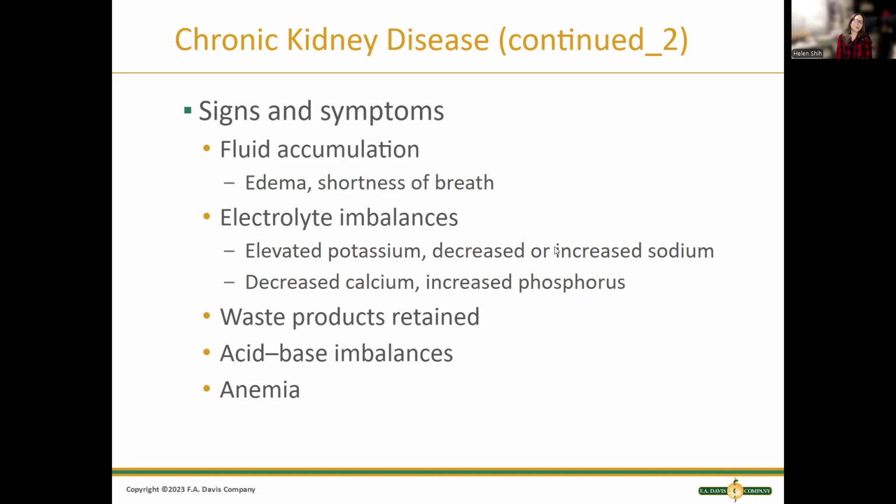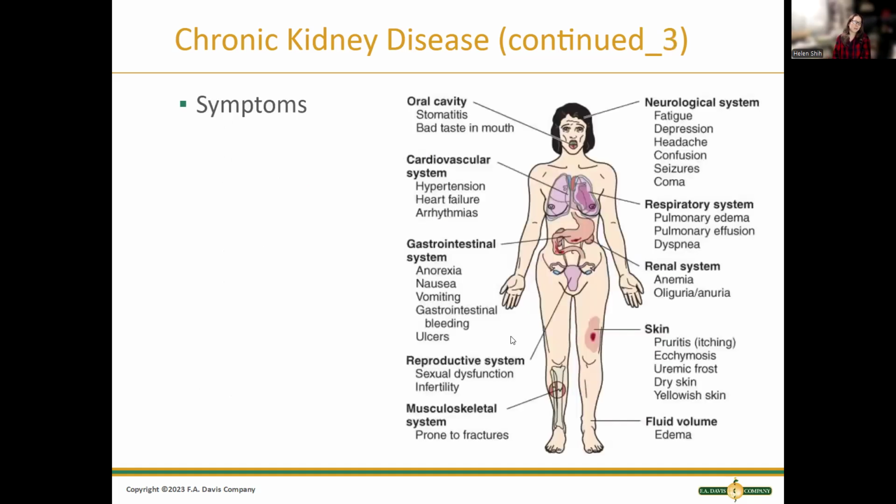So you're going to retain waste products. You may have acid-base imbalances as well as anemia, because remember, one of the functions of the kidney is to tell the bone marrow to produce red blood cells. So if your kidneys are not functioning very well, it's going to throw that part of the responsibility of the kidneys completely out. And so anemia results because we can't produce enough red blood cells, because in chronic kidney disease, we're also not producing erythropoietin. So these are some of the signs and symptoms of chronic kidney disease.